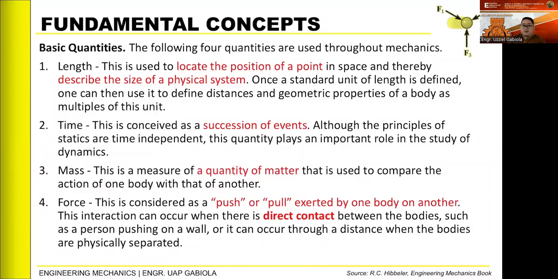This interaction can occur when there is direct contact between the bodies, such as, for example, a person pushing on a wall, or it can occur at a distance when the bodies are physically separated. Right? So what does that mean, although they are physically separated, there is still force? Of course, our gravitational forces, electrical forces, magnetic forces. Even without direct contact, force still exists.